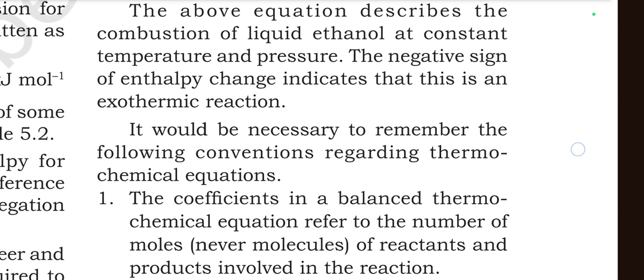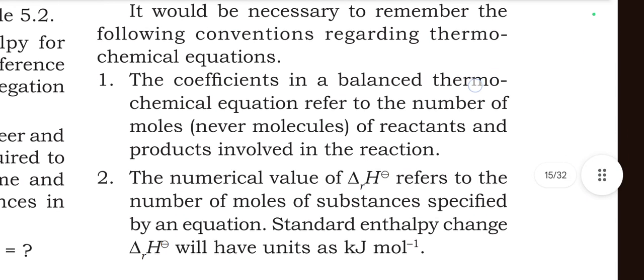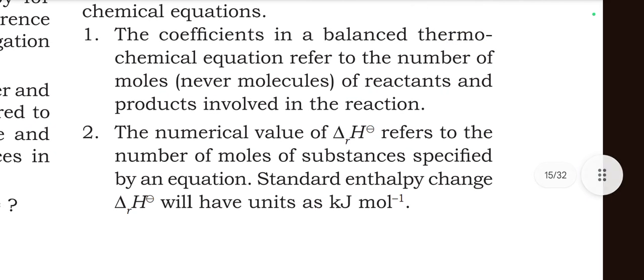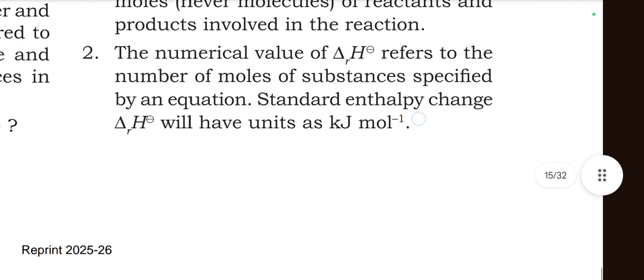It is necessary to remember the following conventions regarding thermochemical equations. The coefficients in a balanced thermochemical equation refer to the number of moles of the reactants and products involved in the reaction. The numeric value of delta rH refers to the number of moles of the substances specified by the equation. Standard enthalpy change delta rH will have units of kilojoule per mole.